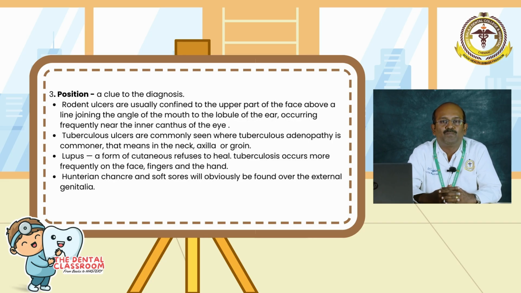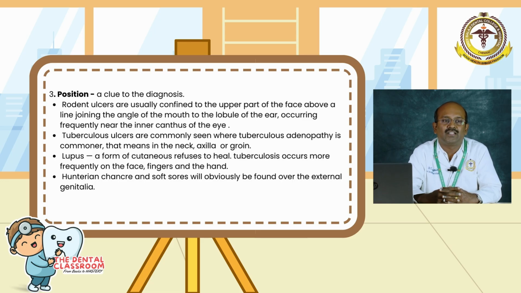Next, we will move on to the position of the ulcer. Where the ulcer lies will give you a clue to the diagnosis. Different types of ulcers lie in different parts of the body. In fact, we can say a rodent ulcer will always be in the upper part of the face, that is above the line joining the ala of the nose to the lobule of the ear. It is more towards the inner canthus of the eye. So that is the area where you get a rodent ulcer.